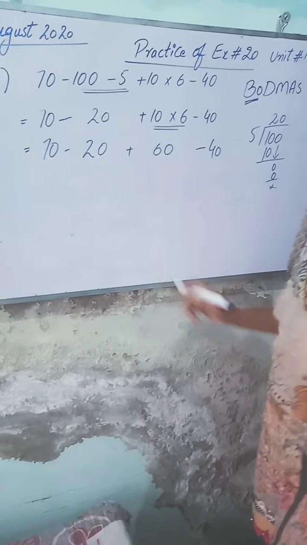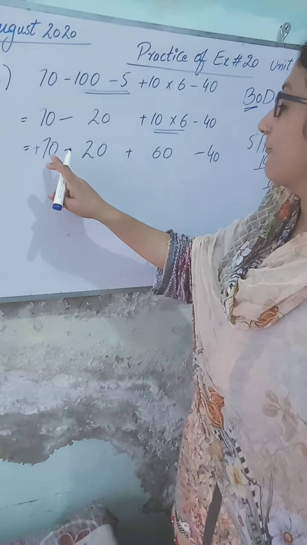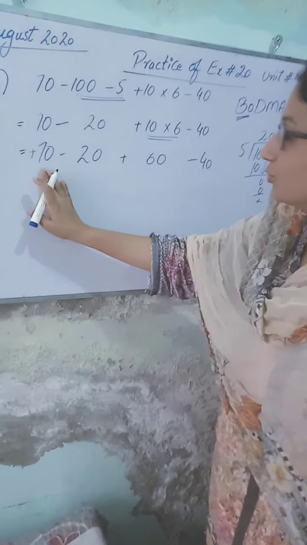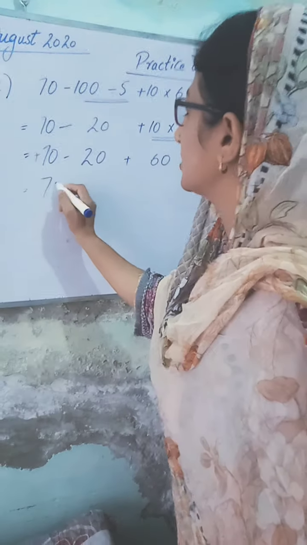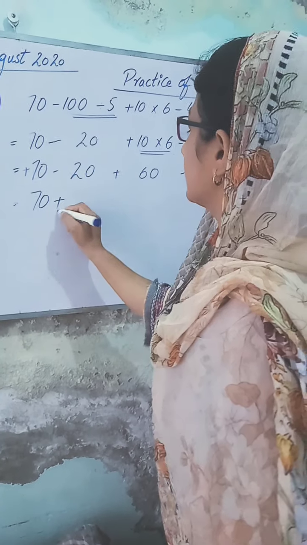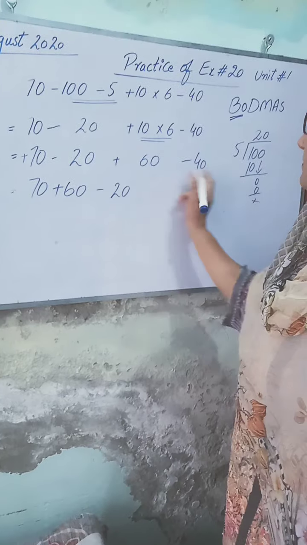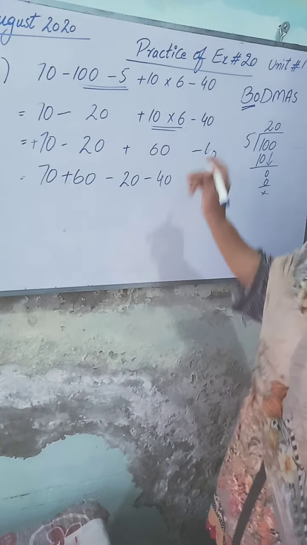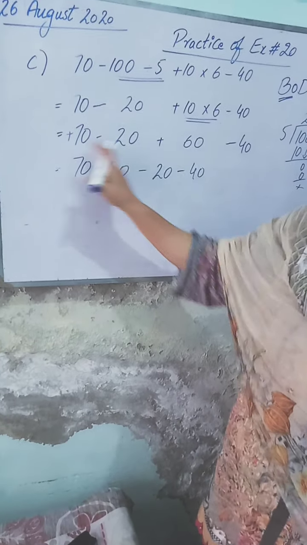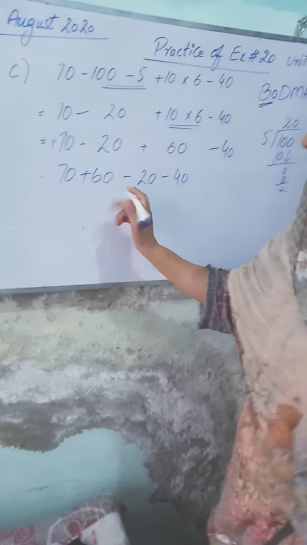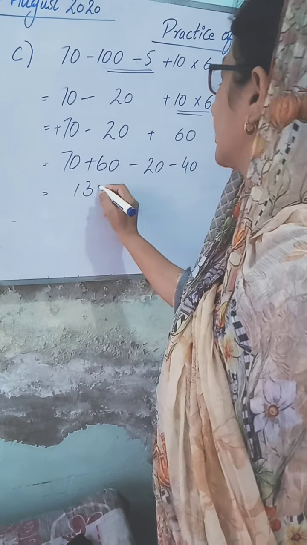So firstly, students, look at this. If there is no sign here, it means plus. Firstly we use the plus and plus digits. So we combine these two digits, 70 and plus 60. Now we arrange minus 20 and then minus 40. In this question, students, the main thing is that firstly we arrange the addition digits. When we add it, the answer is 130.